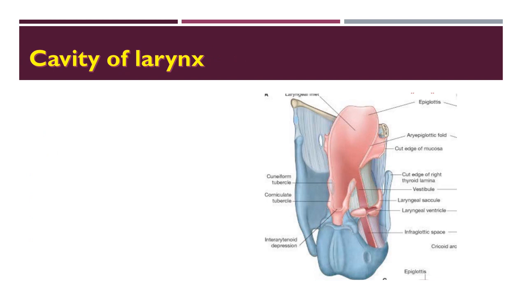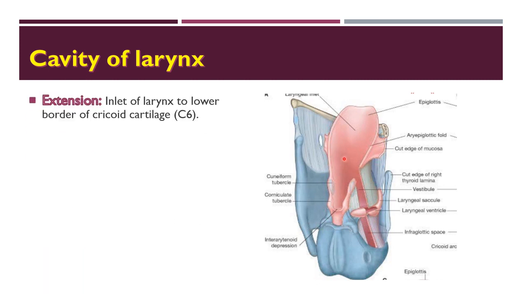Now first, coming to the cavity of the larynx, here you are able to see the cavity extends from the upper border of the epiglottis to the lower border of the cricoid cartilage, and the vertebral level is from C3 to C6. Now if you look at the cavity, the anterior wall is somewhat oblique and longer as compared to the posterior wall. Now why?